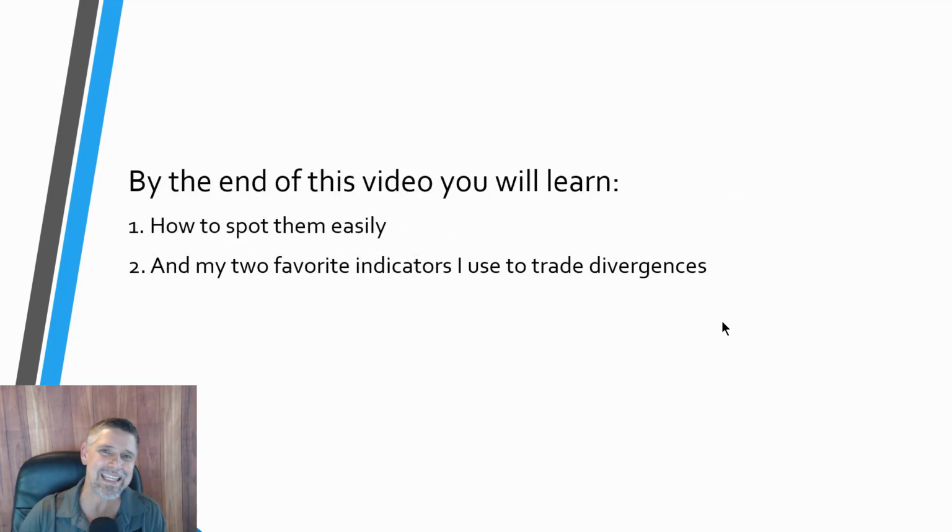So by the end of this video, you're going to learn a couple things. Number one, how to easily spot a divergence. And number two, my favorite 2 indicators that I use to trade divergences. And I'll probably give you a bonus, number 3, but at least those 2.